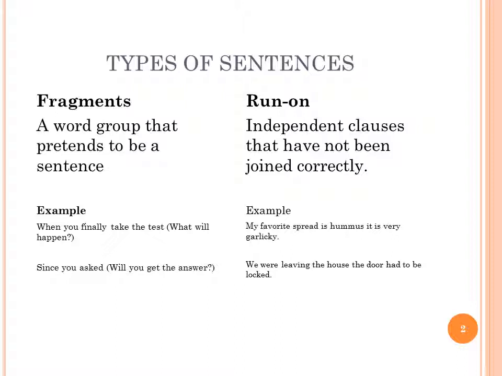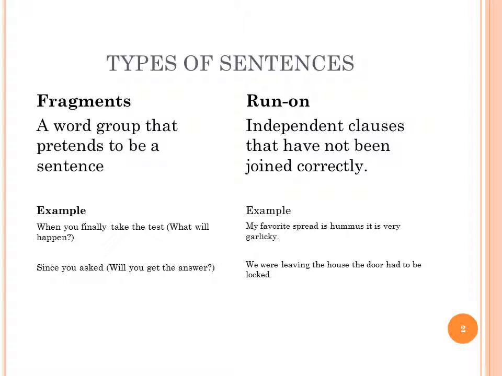You also have run-on sentences. They are independent clauses that have not been joined correctly. Example: "My favorite spread is hummus. It is very garlicky." In this example, I put two independent clauses in one sentence, which is not the correct way.